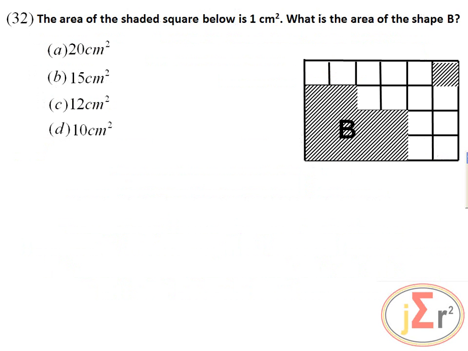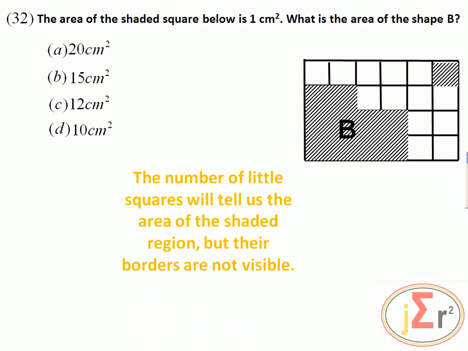The area of the shaded square below is 1 centimeter squared. What is the area of the shape B? The shaded one is what? 1 centimeter squared. And we are to determine the area of the shape that is labeled B.